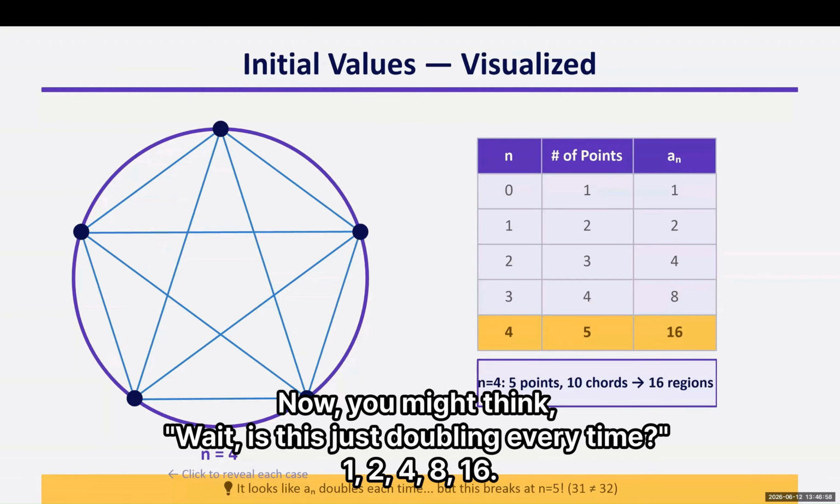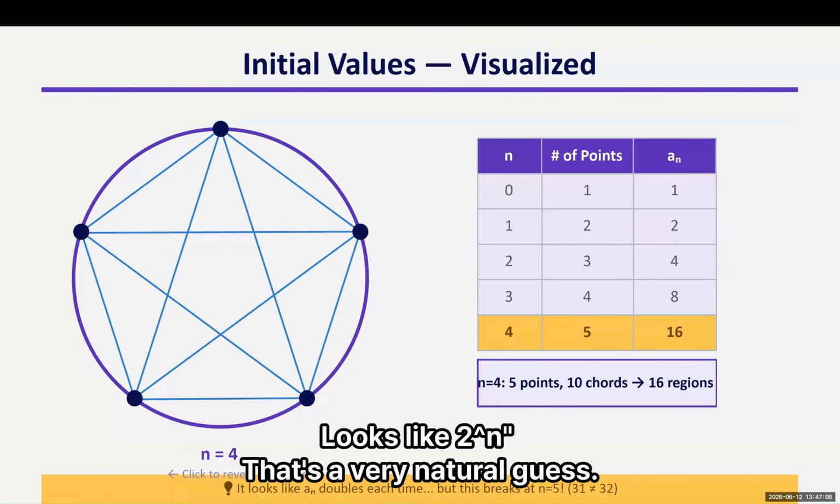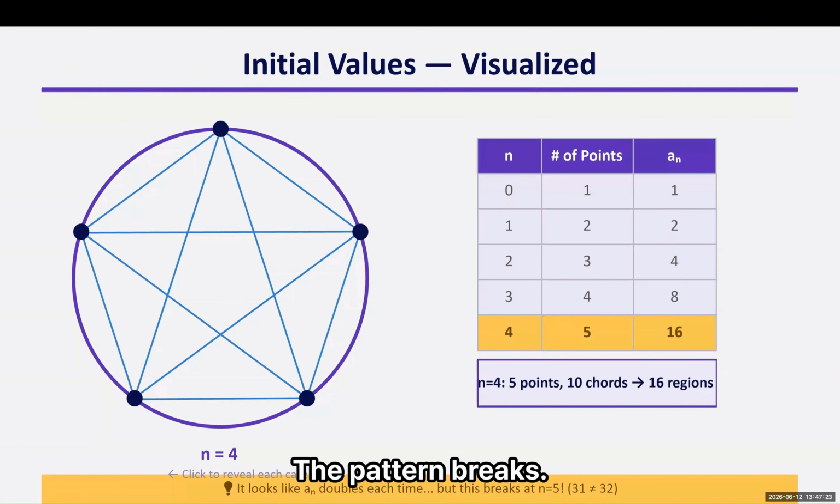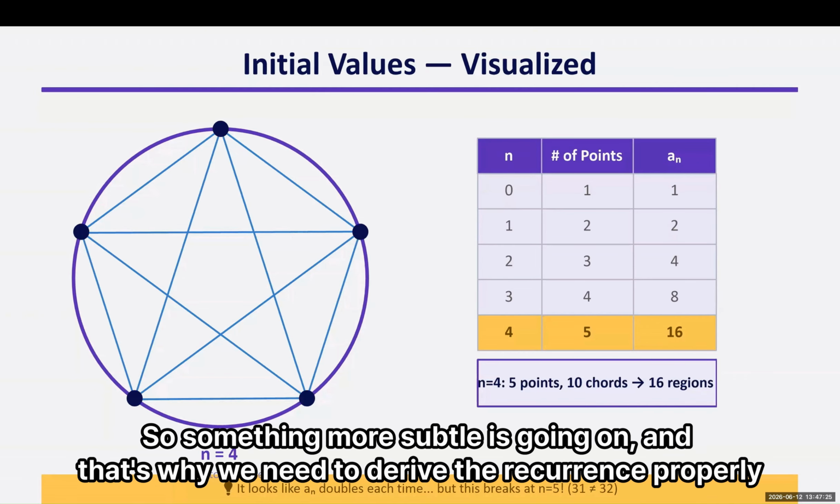Now you might think, wait, is this just a doubling every time? 1, 2, 4, 8, 16. Looks like 2 to the n. That's a very natural guess. But here's the catch. When n is equal to 5, we get 31 regions, not 32. The pattern breaks. So something more subtle is going on, and that's why we need to derive the recurrence properly.